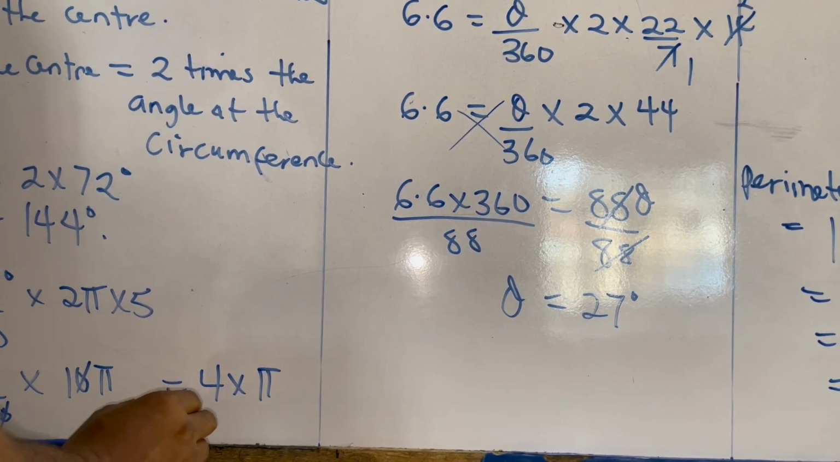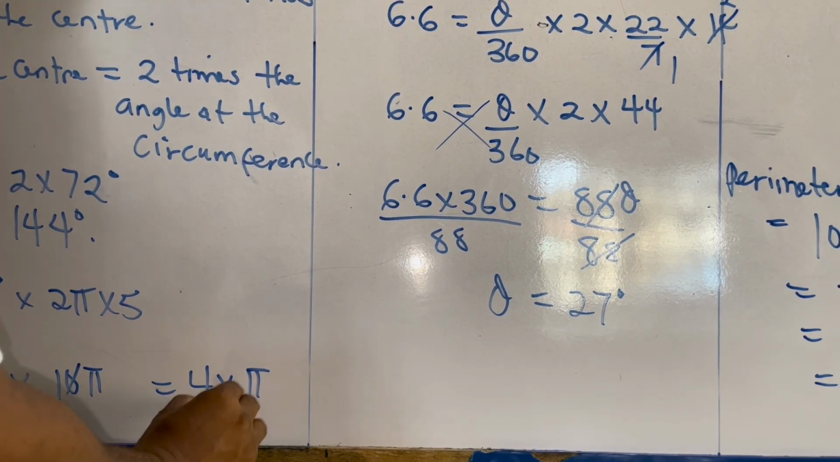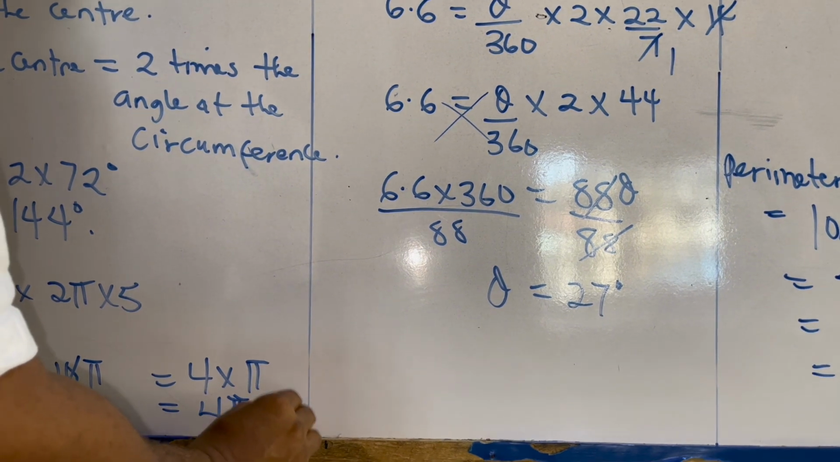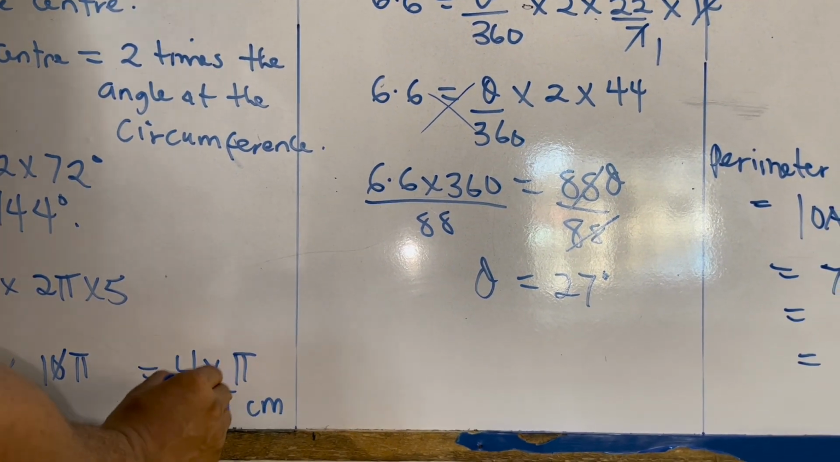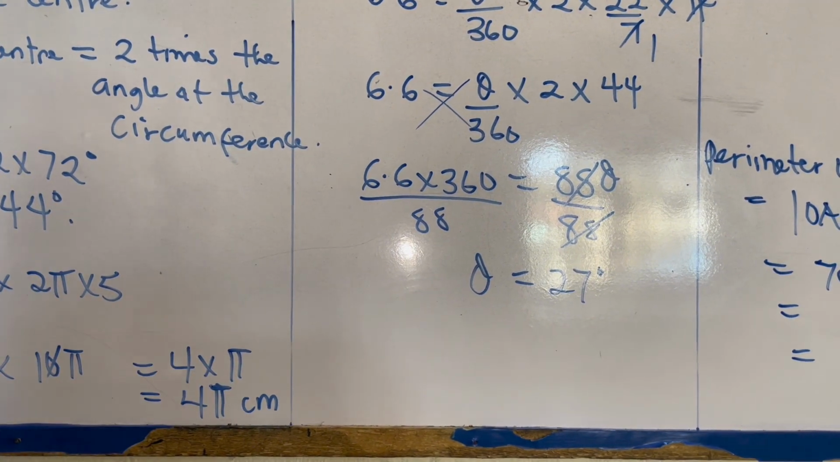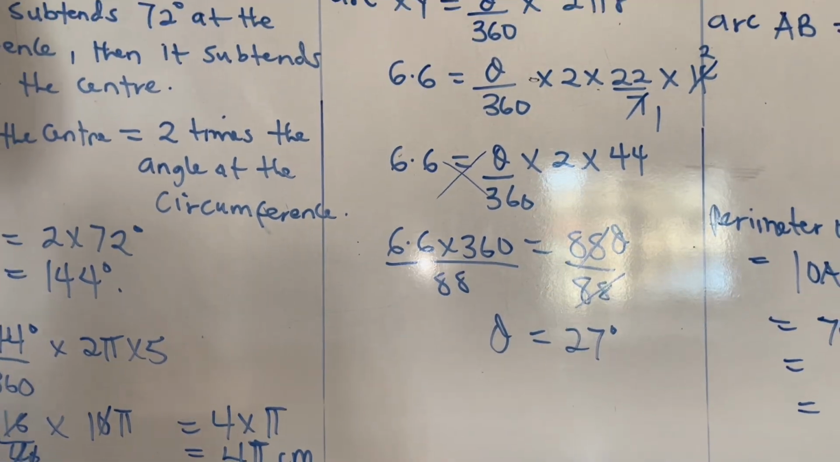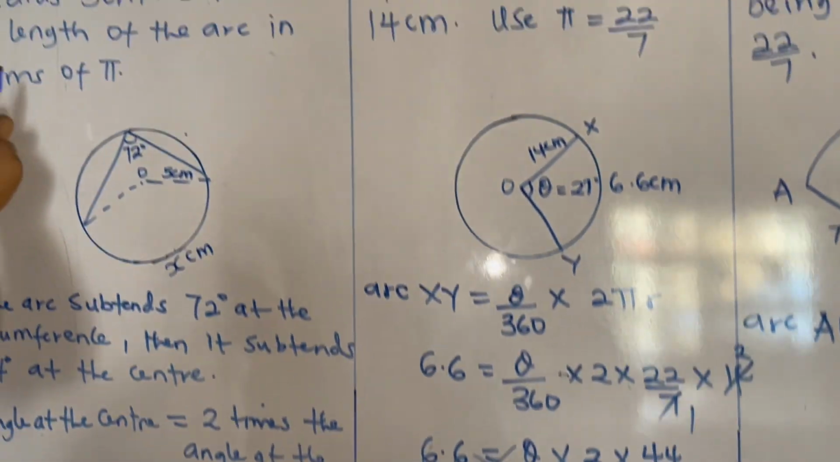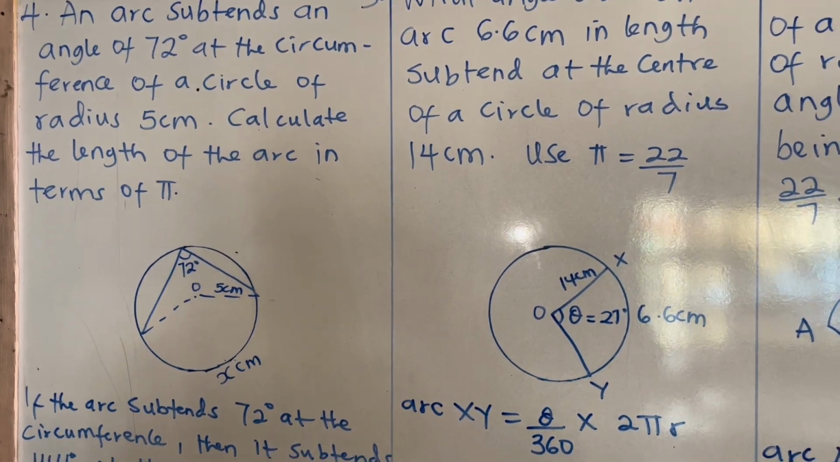So our final answer is 4 pi centimeters. The reason why we have our answer this way is because the question asks us to calculate the length of the arc in terms of pi.